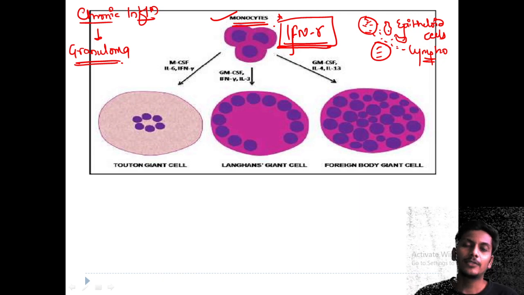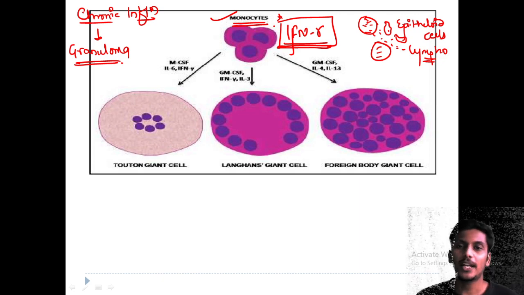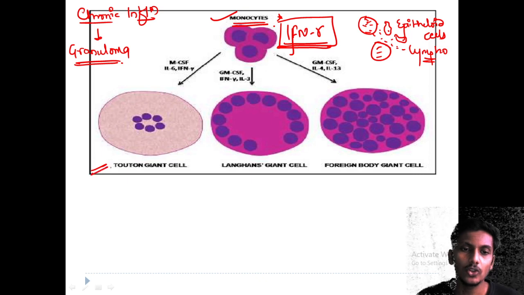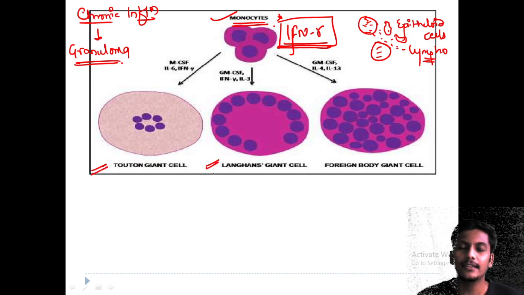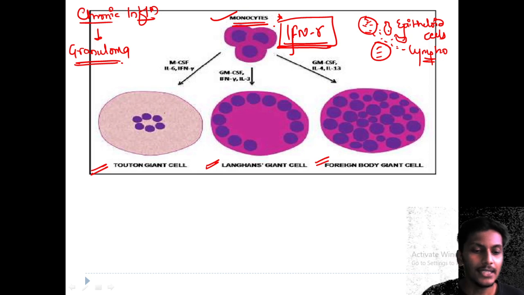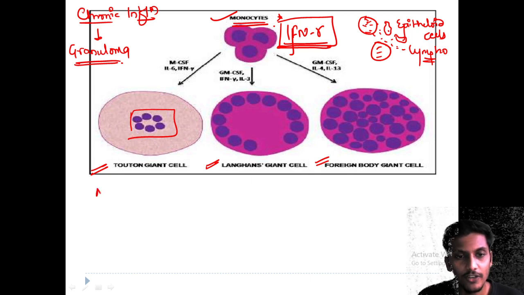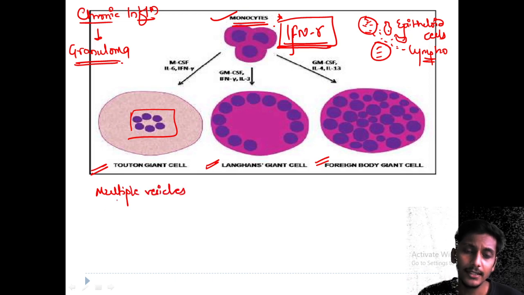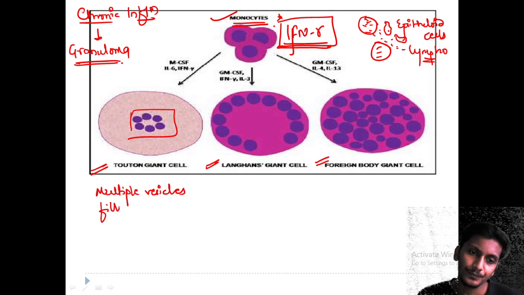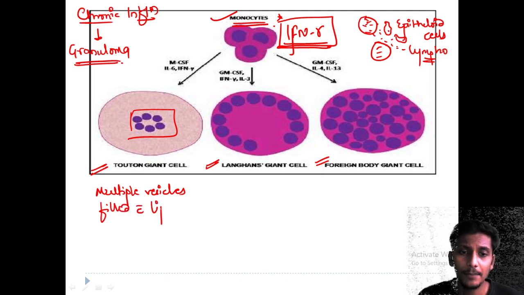Now, there are three types of giant cells which can be formed after monocyte modification: either a Touton giant cell, a Langhans giant cell, or a foreign body giant cell. So what is the difference? In Touton giant cells, we can find at the center of the cell multiple vesicles. These are usually filled with lipids or fats.